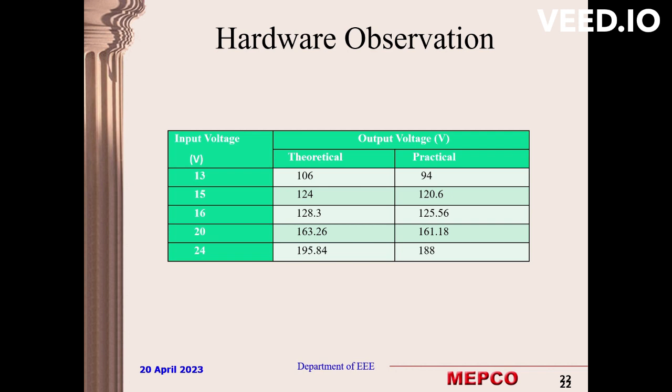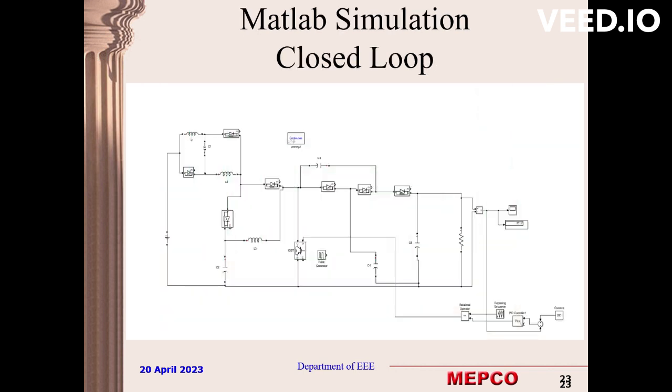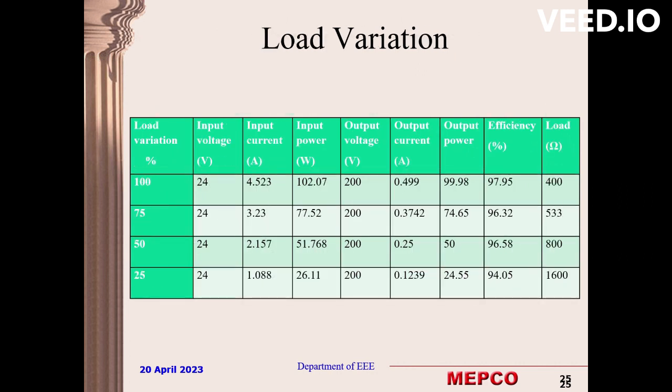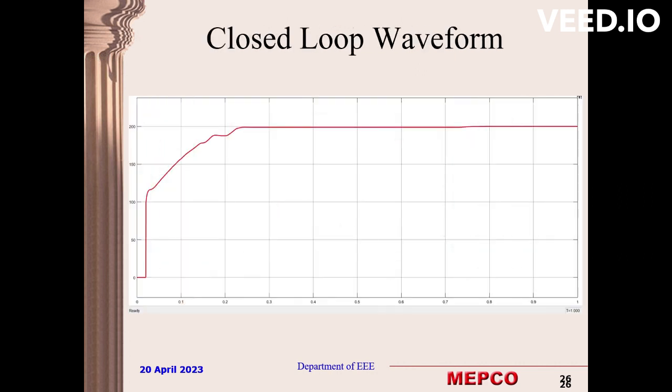This is the closed loop MATLAB simulation circuit diagram, and this is the source variation, and this is the load variation of our converter. This is the closed loop waveform.